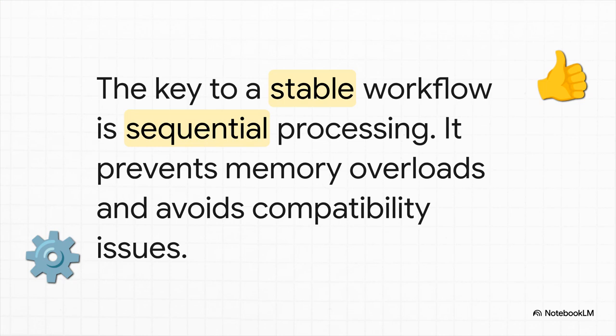And this is the core principle. The secret sauce for a stable and resilient workflow is processing files sequentially, one at a time. This is what prevents memory from overloading when you're dealing with big files, and it avoids all sorts of weird compatibility issues with nodes that just aren't designed to handle huge batches of data. It might sound a little slower, but trust me, in the long run, it's way more reliable.